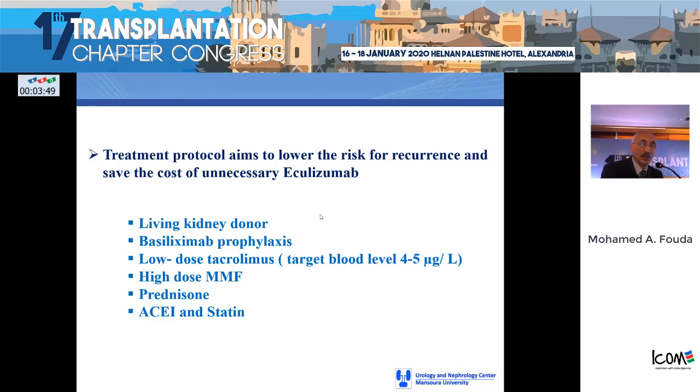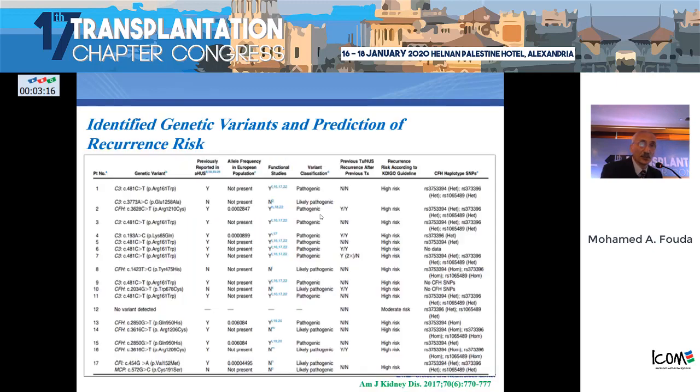They used low-dose tacrolimus, targeted blood level 4 to 5 microgram per liter in the first months and 5 to 7 thereafter. In order to avoid the potential endothelial injury, they used high-dose MMF 1 gram BD guided by monitoring the area under the curve. They used prednisone and tapered to 5 mg at the end of 3 months. Strict blood pressure control was achieved earlier, and they used ACE inhibitor and statin as early as possible in order to reduce the risk of vascular endothelial injury.